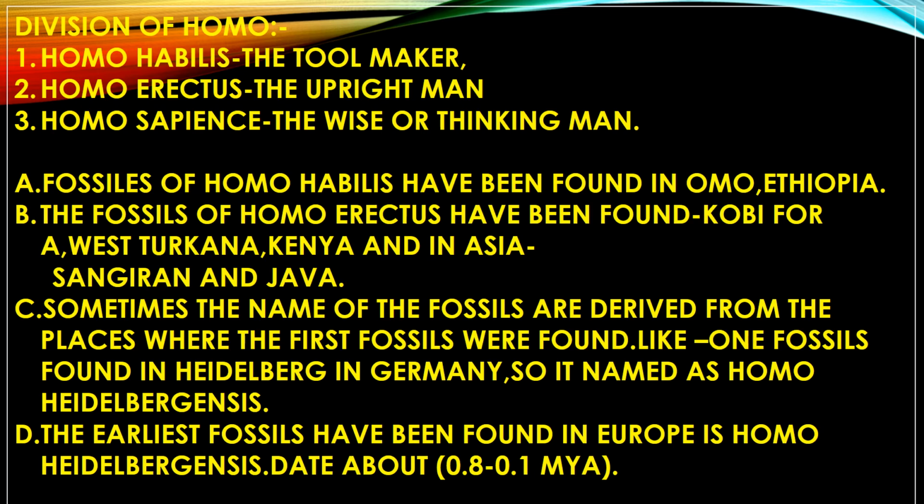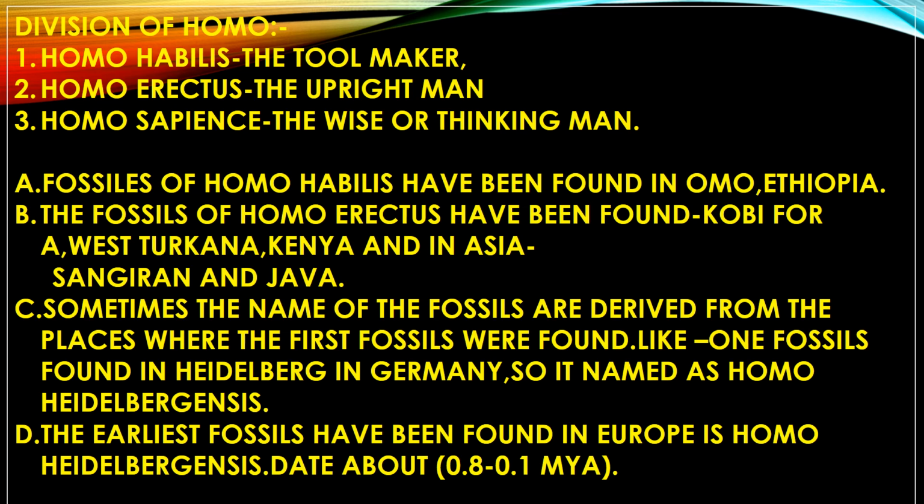Sometimes the name of the fossil depends on the way we have given that name, like Homo habilis, Homo erectus. So where you get the fossil very first time, according to this we have given the name of the fossils. Like in Germany there is a place Heidelberg. Okay, Heidelberg. So in Heidelberg, the earliest fossils of Europe we have found. So that's why we have given the name of the fossils Homo heidelbergensis.